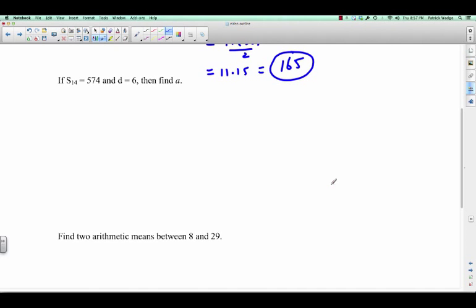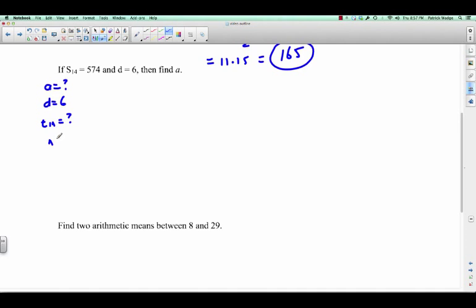Okay, next. The sum of the first 14 terms is 574, and the difference is 6, then find A. So let's go through what we know. Do we know A? Obviously not. That's what we're trying to find. Do we know the difference? Yes, we do. It's 6. Do we know a term, I guess, 14? No, we don't know term 14. Do we know what n is? Yes, we do. The number of terms we're interested in is 14. And do we know what S14 is? Yes, we do. The S14 is 574.